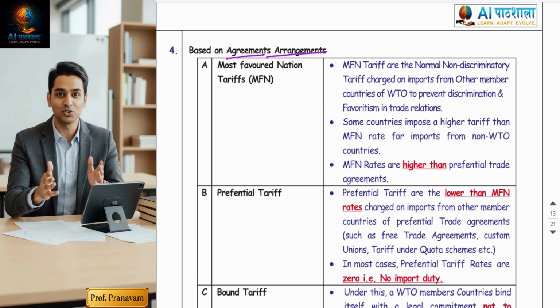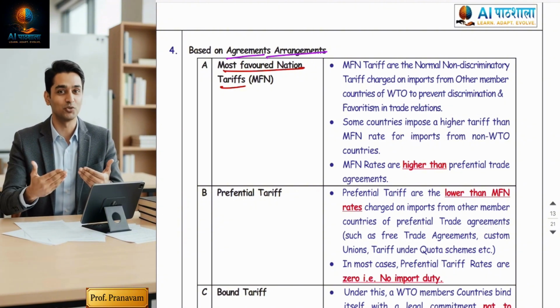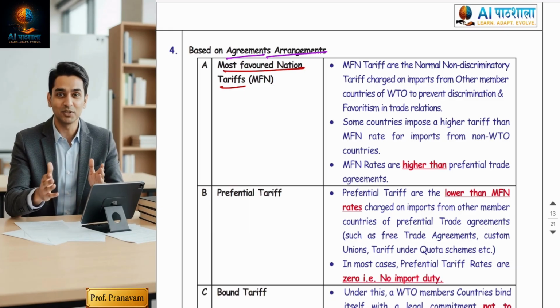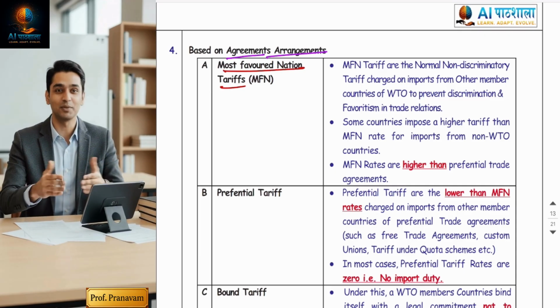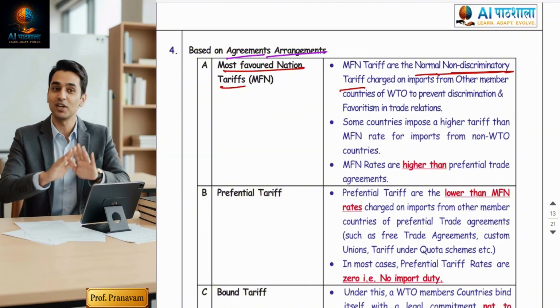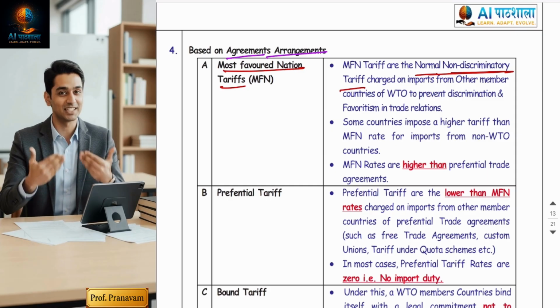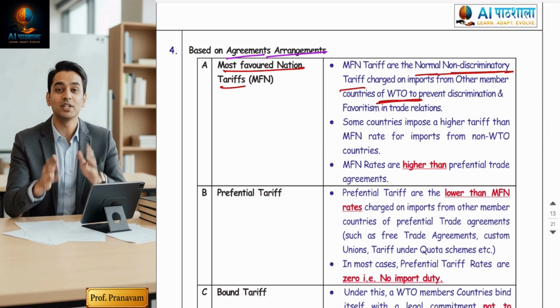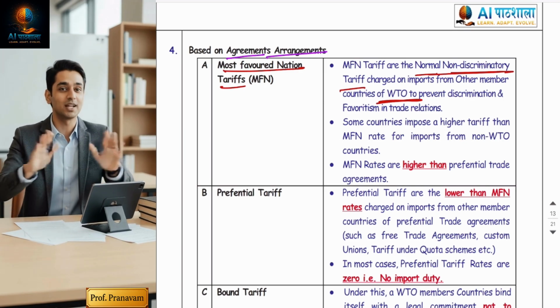The first is MFN, most favored nation. The first part is most favored nation. Now these are the terms which you are going to study in WTO also. Most favored nation, MFN tariffs are normally non-discriminatory tariffs. Now, what do you mean by most favored nation? Most favored nation agreement is nothing but that you cannot do discrimination between the member countries. First, you have to understand WTO. There is one organization called the World Trade Organization. That is the next part of our chapter.